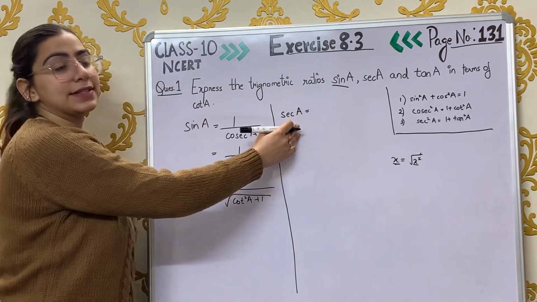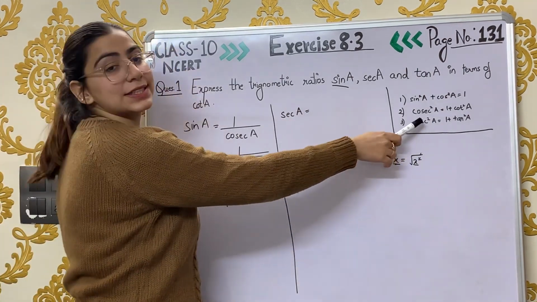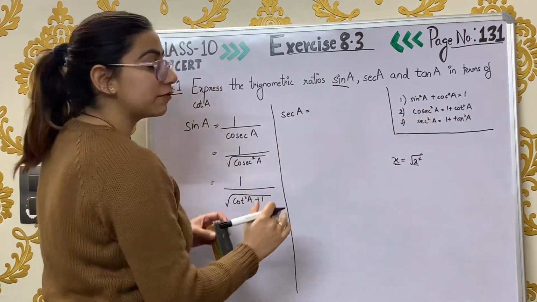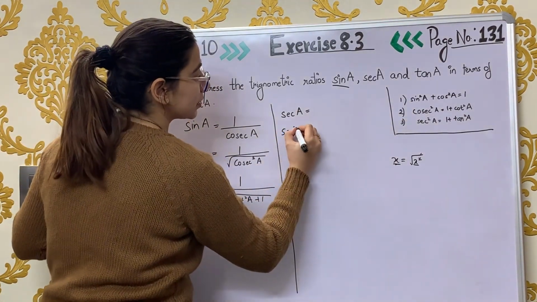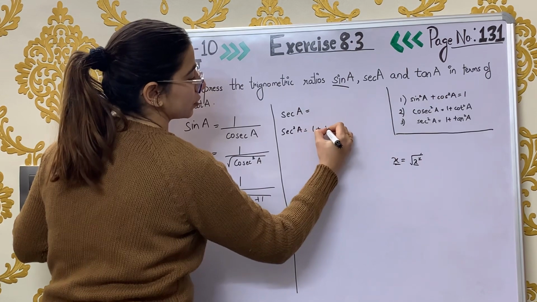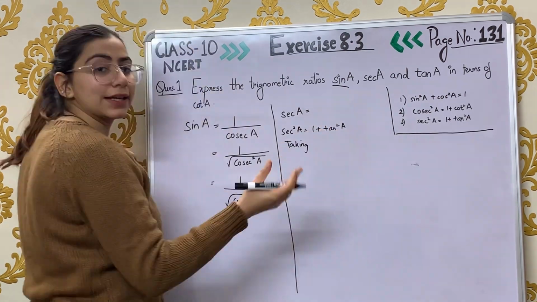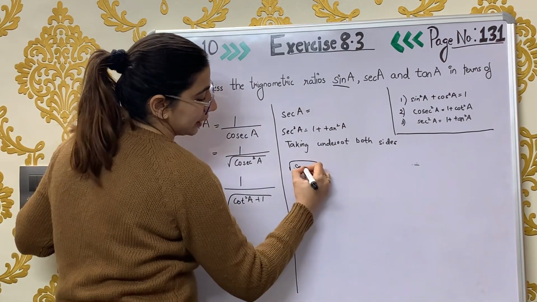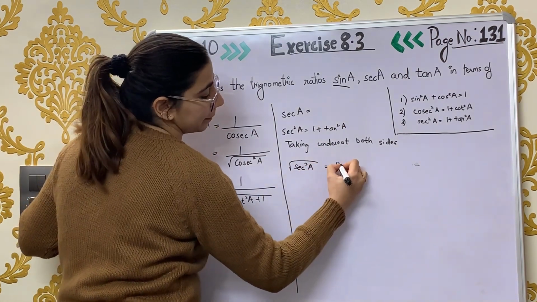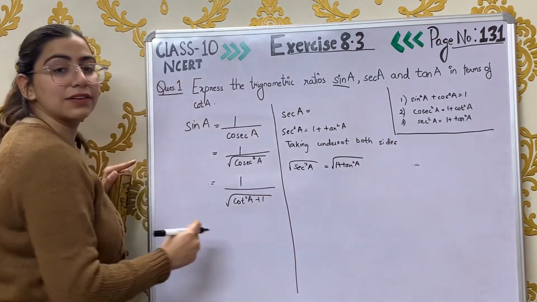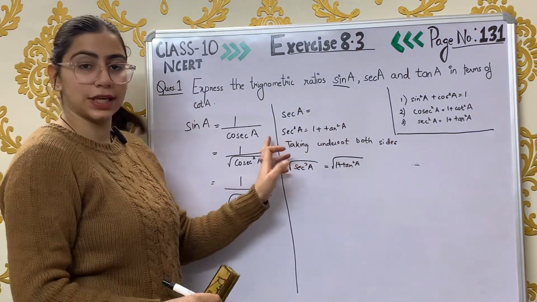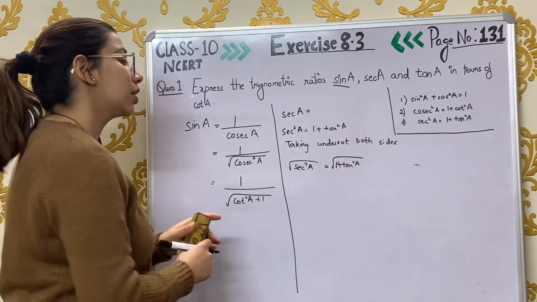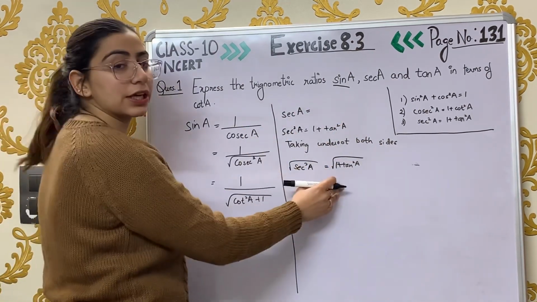Now we need to find secant A. We know from the formula that secant square A is equal to 1 plus tan square A. Okay, let's start from the formula only. Taking under root on both sides, I am taking the under root here of secant square A is equal to 1 plus tan square A. I have done nothing, just put under root on both sides. Just like in maths, we can add or subtract on both sides to balance the equation, we have just taken under root on both sides.